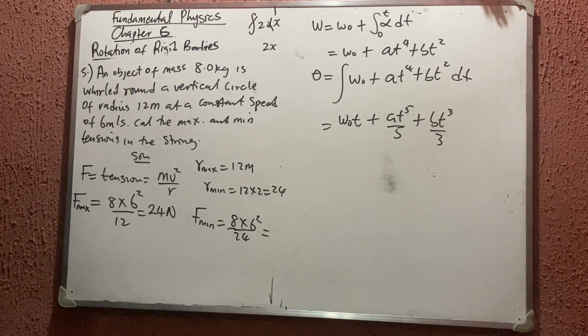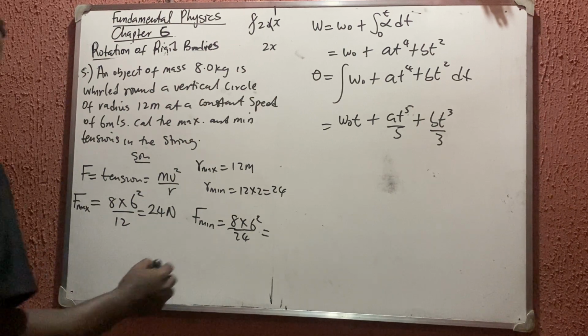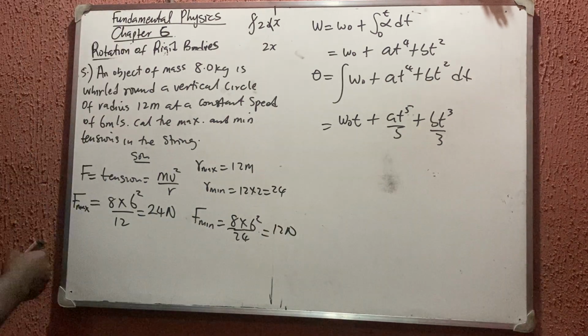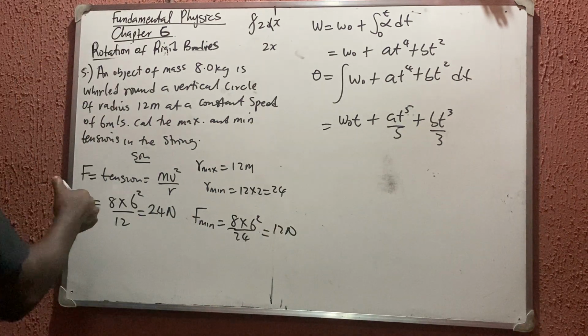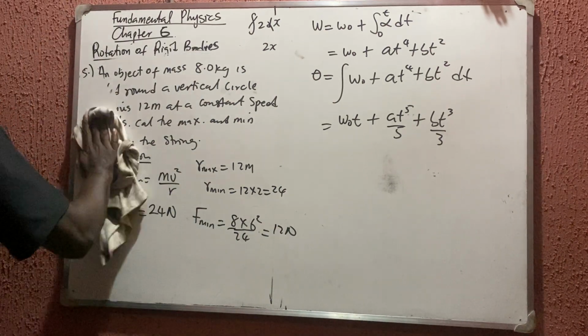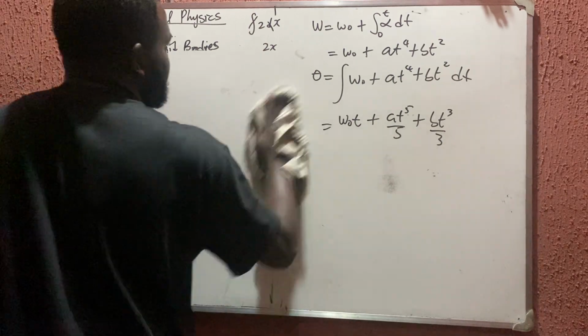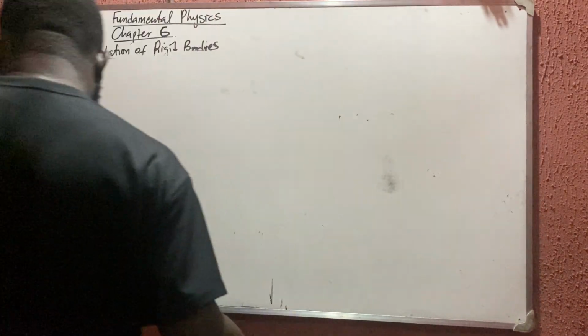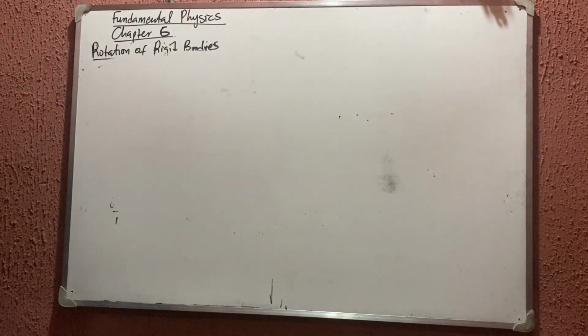Okay, so it's going to be 8 times 36 divided by 24. Aha, 12 newton. So what you do is just get the tension for the maximum, divide it by 2, and you get the tension for the minimum, instead of wasting your time and racking your brain trying to get what you don't know how to get. So go to the next question.